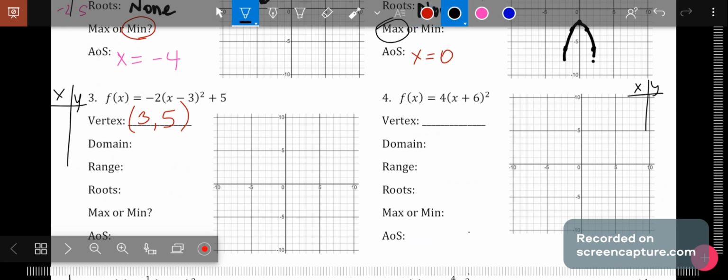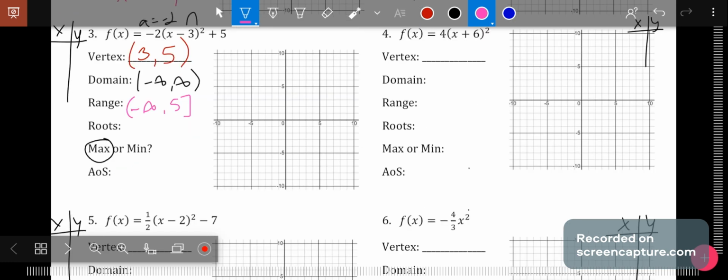The domain of any quadratic function that you're ever going to see is -infinity to +infinity. My a value here is -2, which is going to tell me that this is concave down, meaning that my vertex is a maximum. That's going to help me with my range. That means I will go from -infinity all the way up to +5. My axis of symmetry, please remember, is always the x value of your vertex. So x will equal 3.